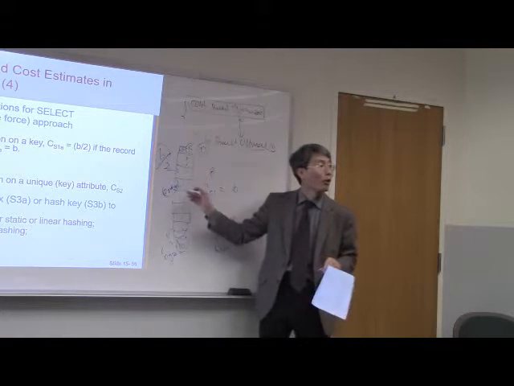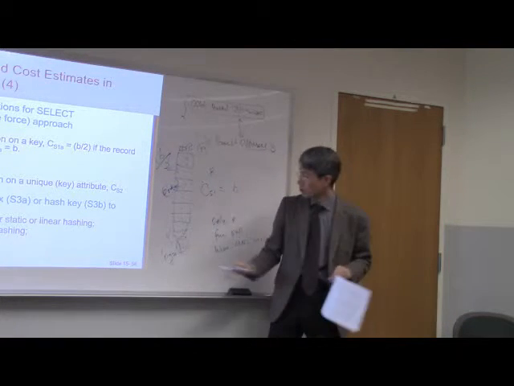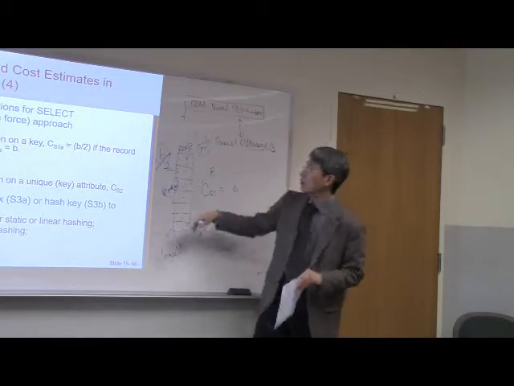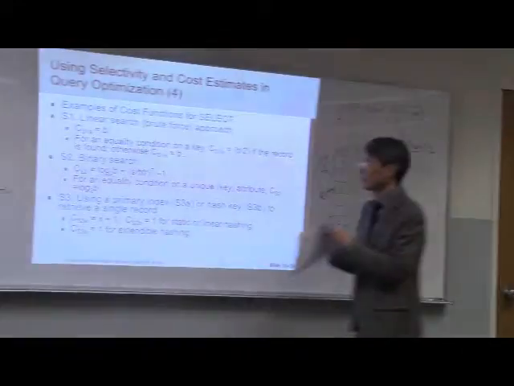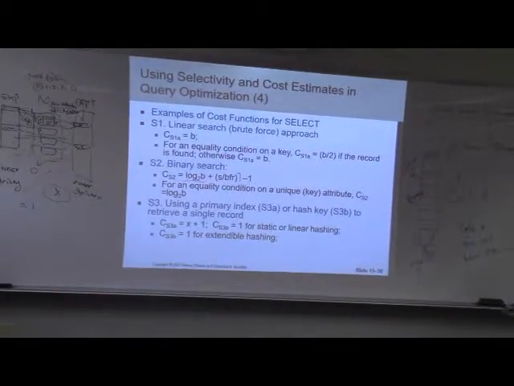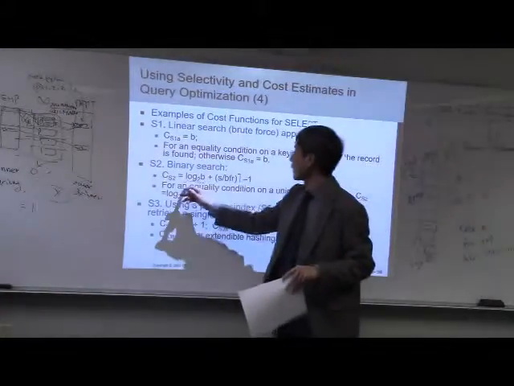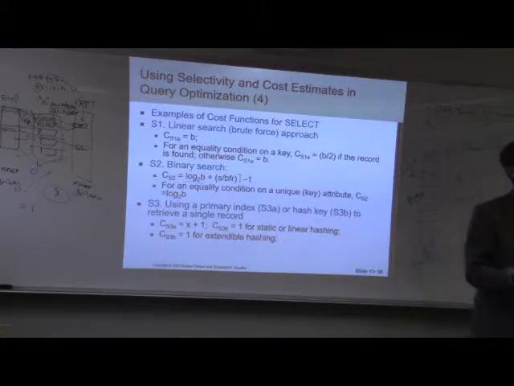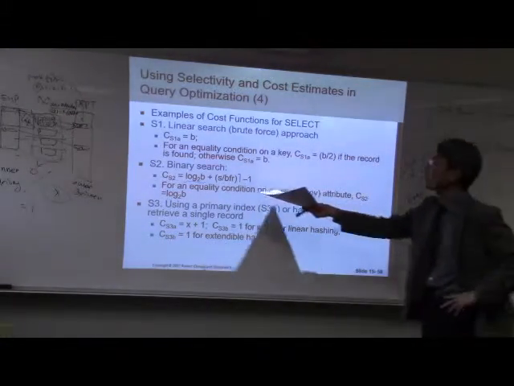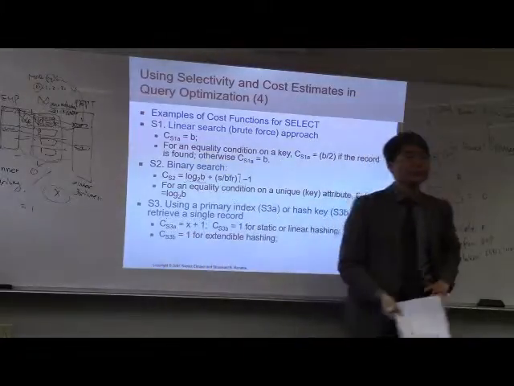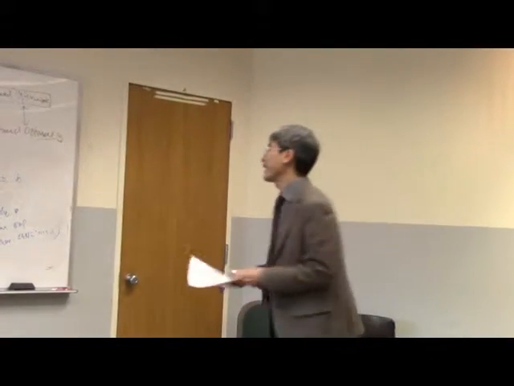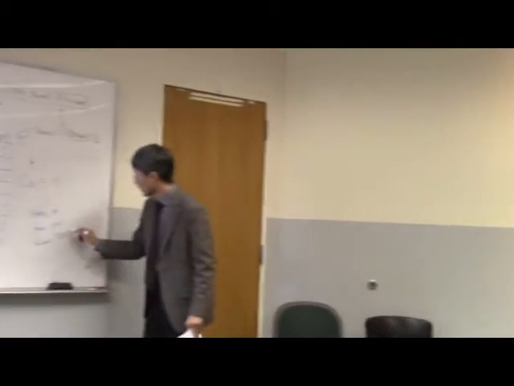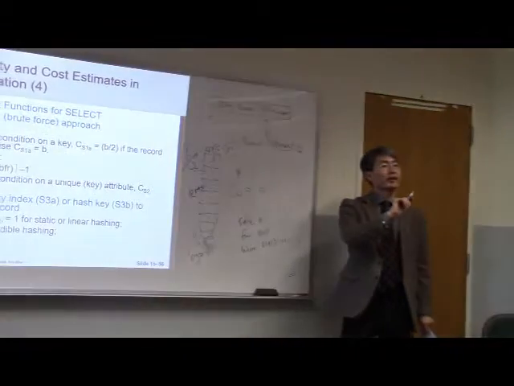This is a block. Okay, always block by block. So it will be b. So the cost function is log 2 b. So that is, for equality condition, it's log b. Then, what is this one? What are they? In case this is the range query.